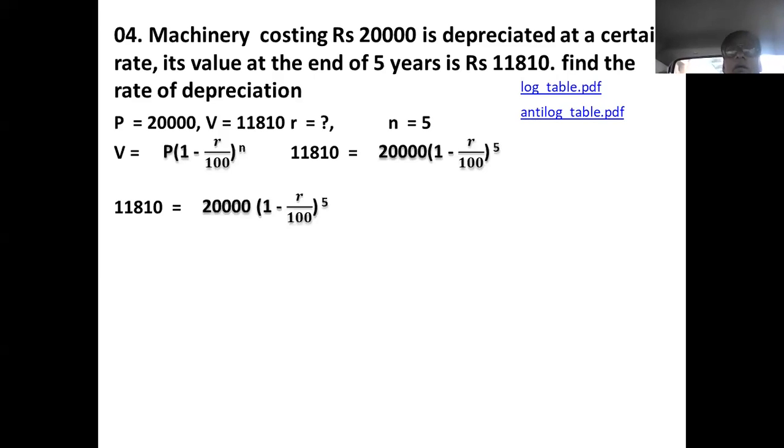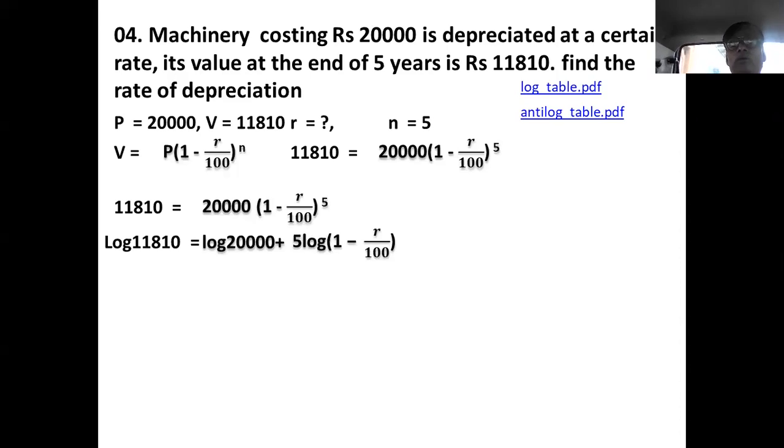This is the last step. After this stage, I am not able to calculate. This is because the bracket value is not possible to calculate. So you apply the log here. So log 11,810 is equal to log 20,000 plus 5 which is at power, therefore, 5 log 1 minus R by 100. Okay, this is the stage.